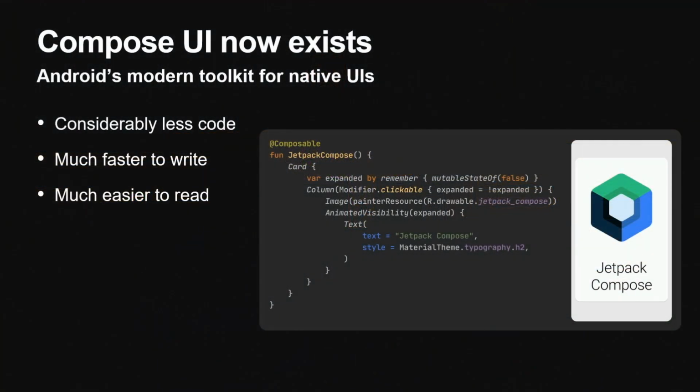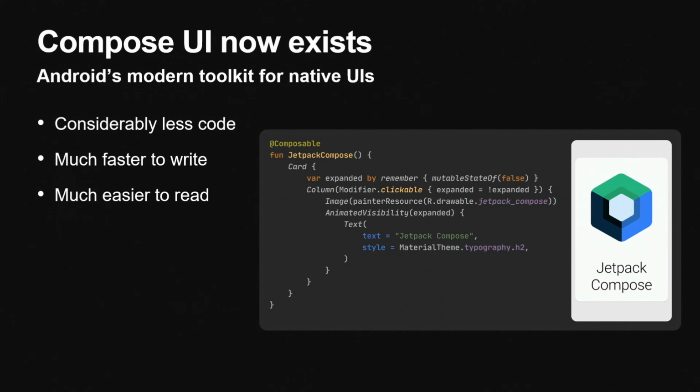One of probably the most major tooling improvements that have changed in Android is the introduction of this thing called Compose UI. This is Android's new modern toolkit for building native UIs. It leans into Kotlin and allows us to write considerably less code when we're actually writing the view side of things in our apps, while also being able to write those things faster and in a much easier to read way.